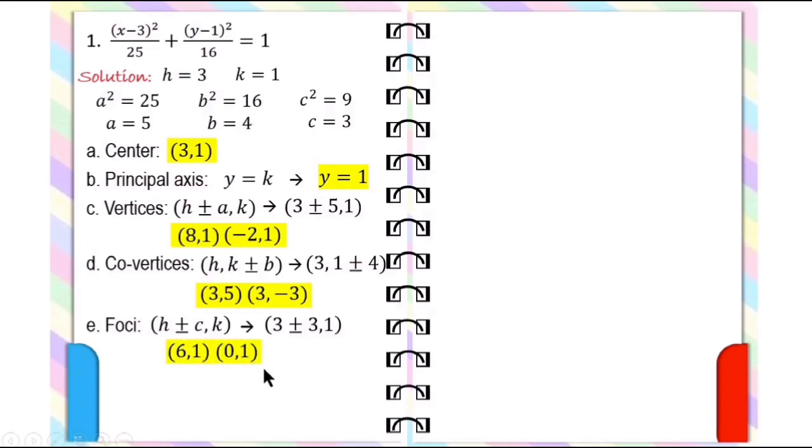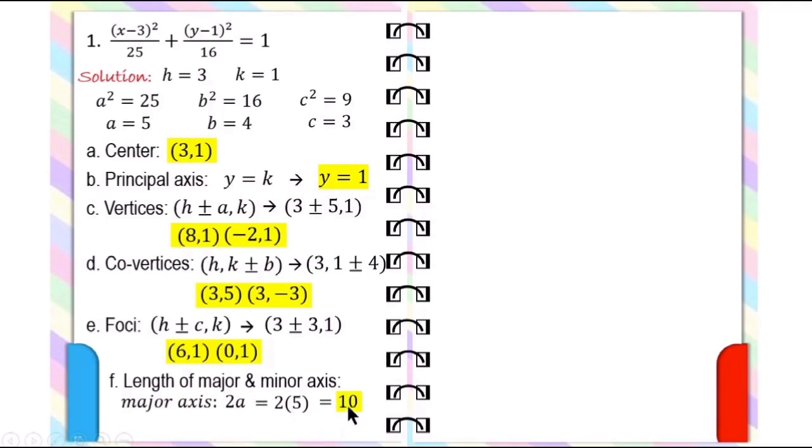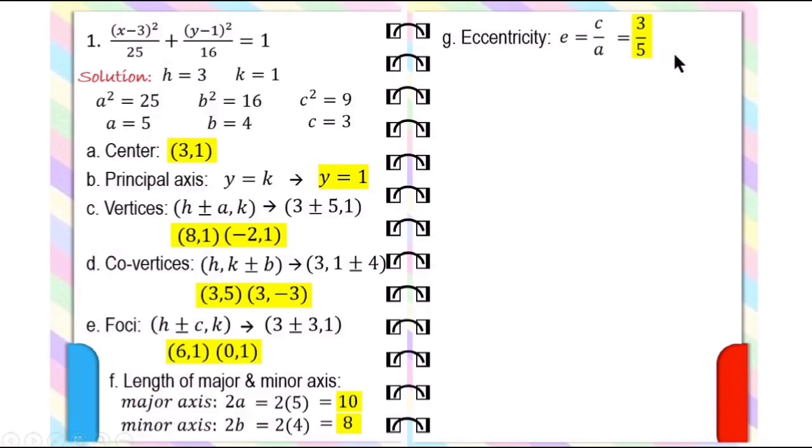The length of the major axis is equal to 10. 2 times a, which is 5, is 10. While the length of the minor axis is 8. 2 times 4, the value of b, is equal to 8. The eccentricity, c over a, is equal to 3 over 5, which is equal to 0.6. And the directrices are x equals h plus and minus a squared over c.